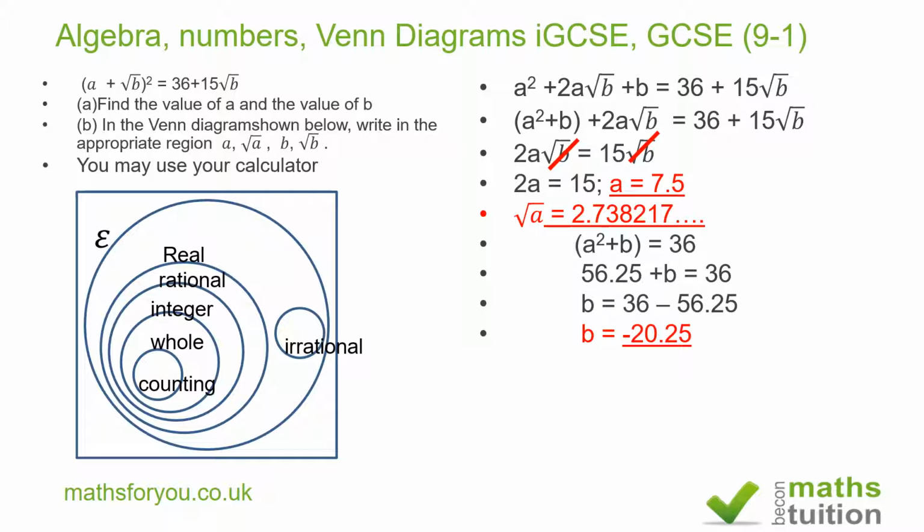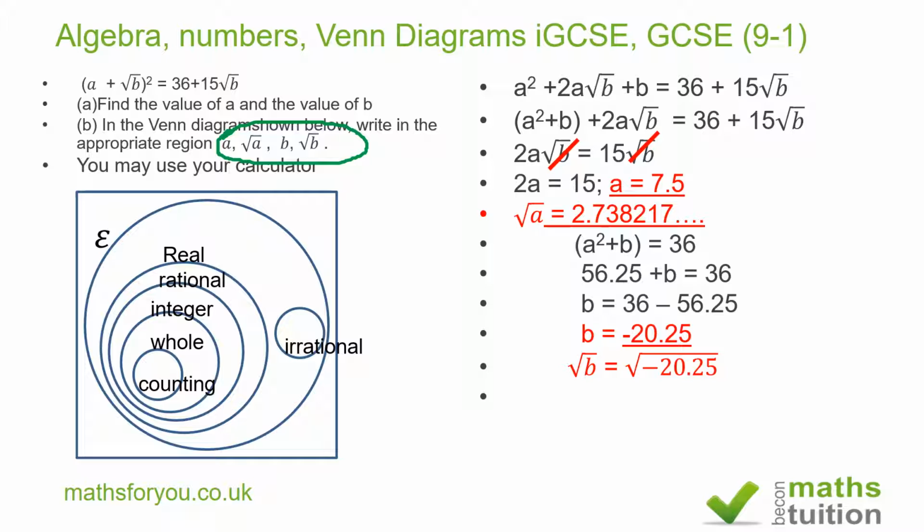Again, bearing this in mind here, the square root of b then becomes the square root of minus 20.25.